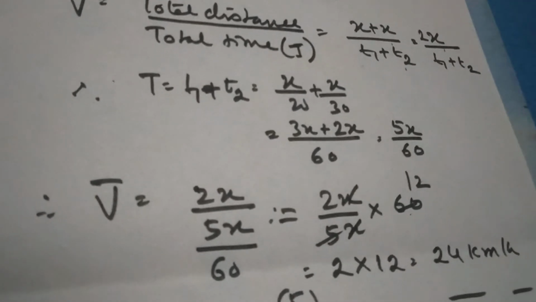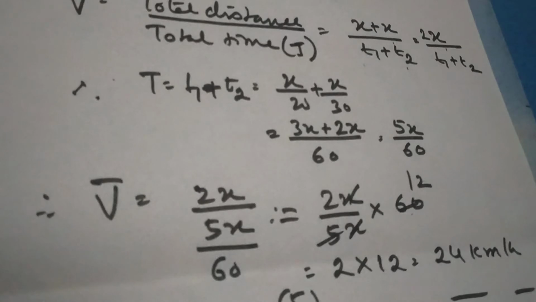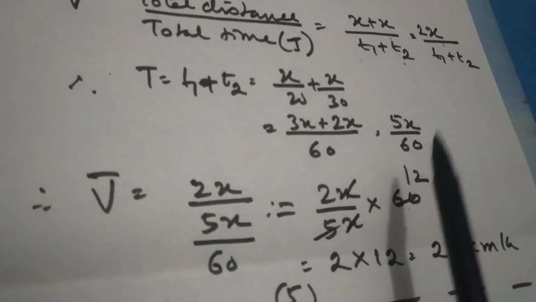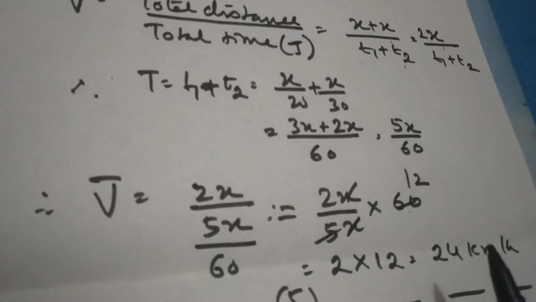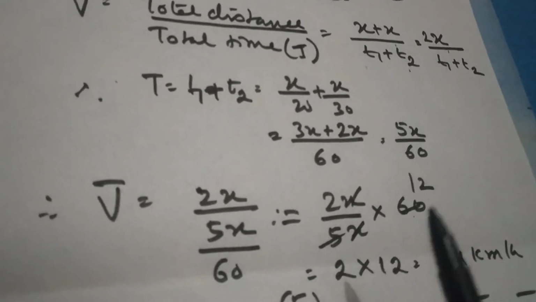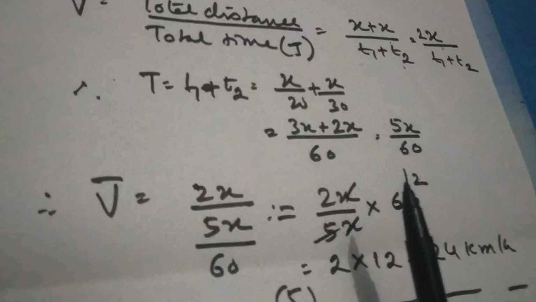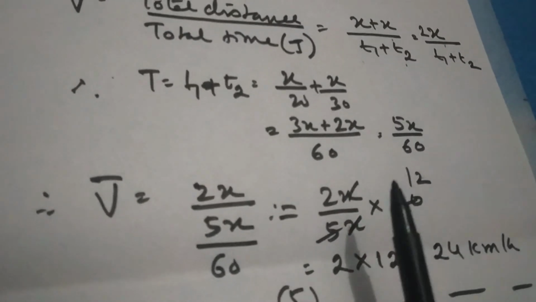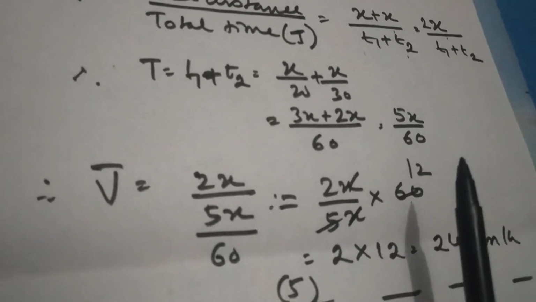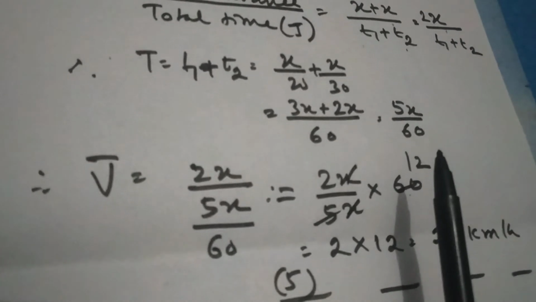It means the average speed for Abdul for the overall journey, going here and then coming back, will be 24 km per hour. Now dear student, please understand these steps very clearly, because no other steps, no other method will be applicable here apart from these methods, because these are the actual methods for calculating the average speed.